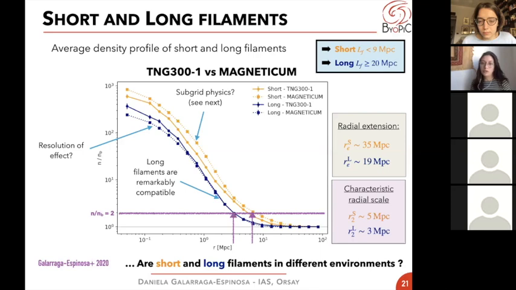And the blue ones are also for different cosmologies? Yes, the blue ones are again for the same two simulations, TNG and MAGNETICUM. TNG has the cosmology of Planck 2015, and MAGNETICUM has a WMAP cosmology. Okay, thanks.